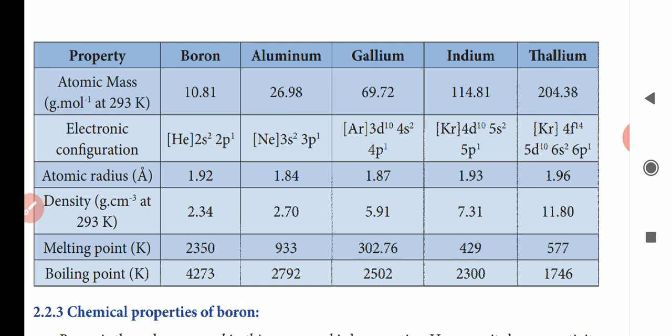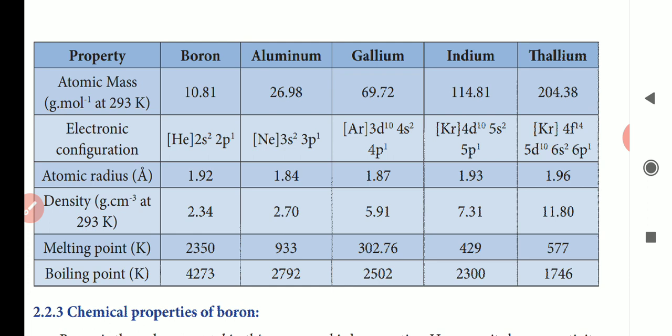In a similar manner, the density of the elements increases from boron to thallium: 2.34, 2.70, 2.91, 7.32, 11.80. So as we move down the group, the atomic radius increases, and the density of the elements also increases.